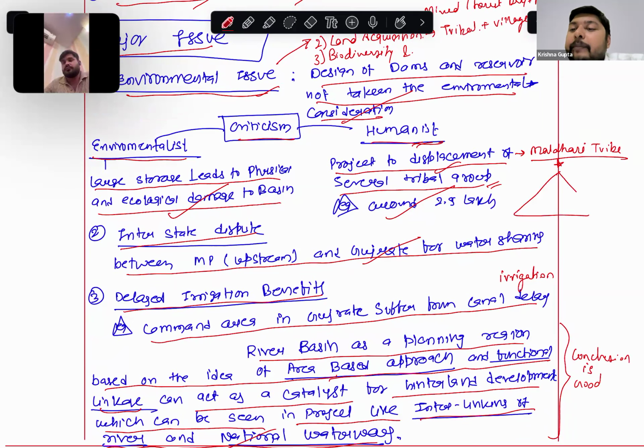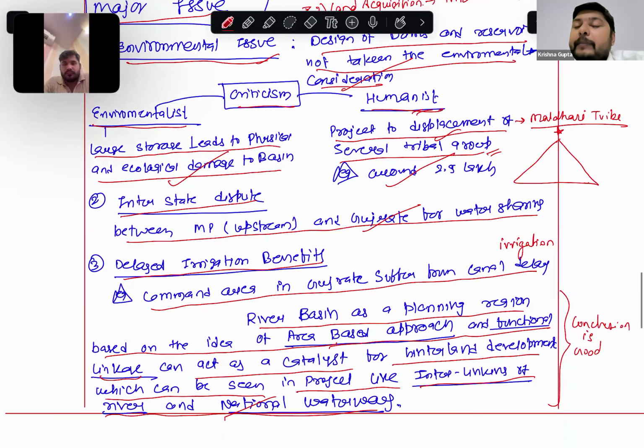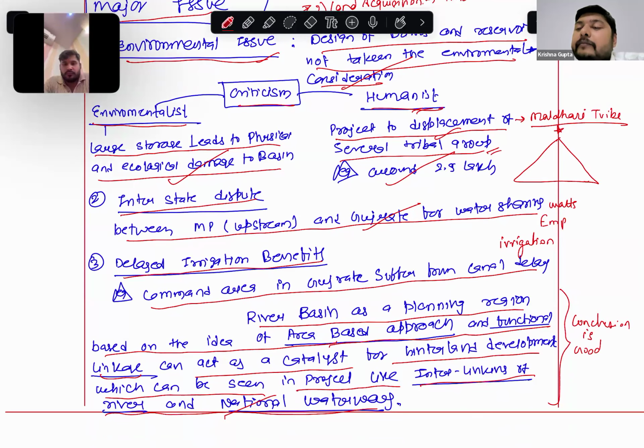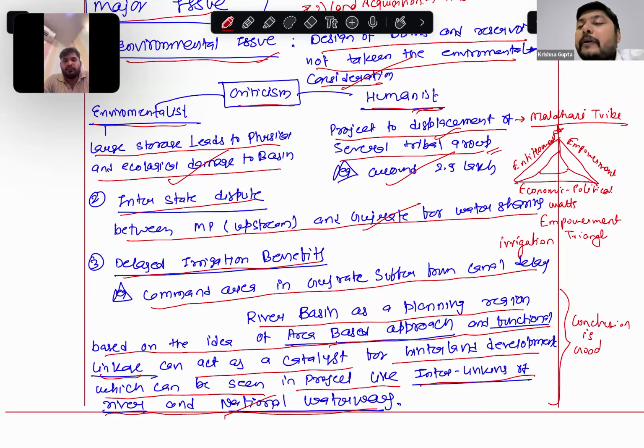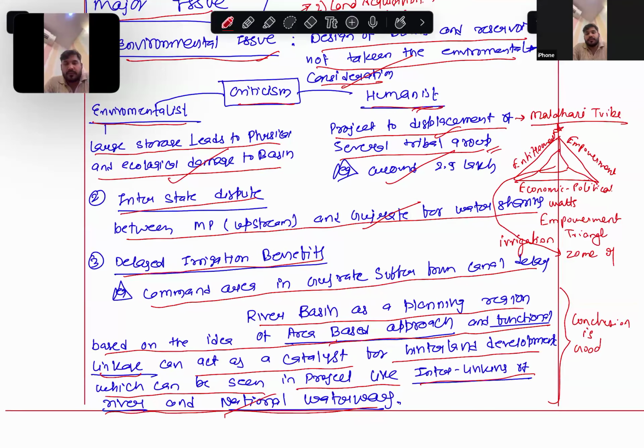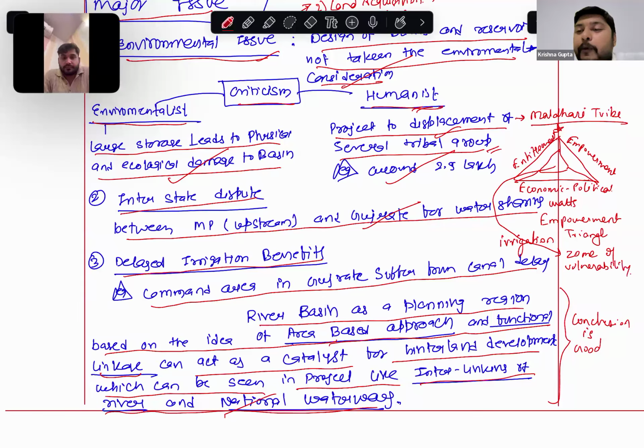सो यू कैन एड अप हियर अ पर्टिकुलर डायग्राम, दैट इज एक परसेप्शन है फ्रॉम एम्पावरमेंट triangle, where we have entitlement, then empowerment, and economic, political, where we are seeing that the tribal people, they are moving into this particular zone, which is called as zone of vulnerability. जो लोग बने. ओके, आपको शायद आइडिया होगा इसके बारे में.